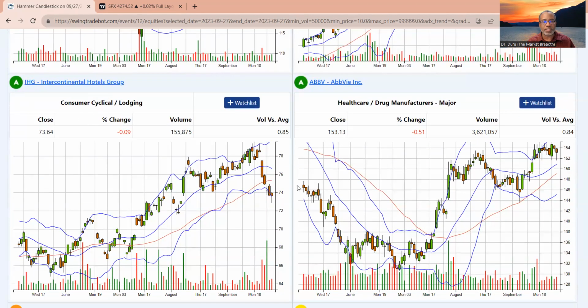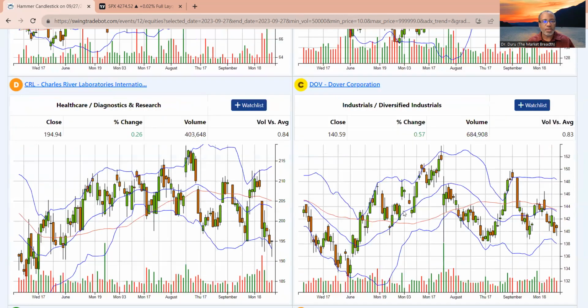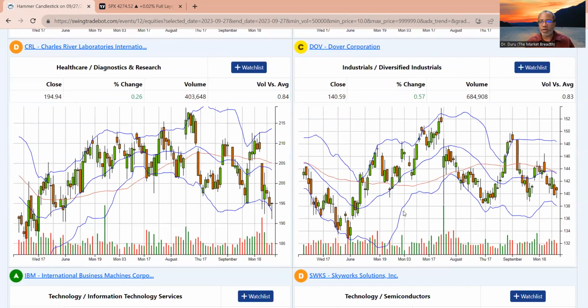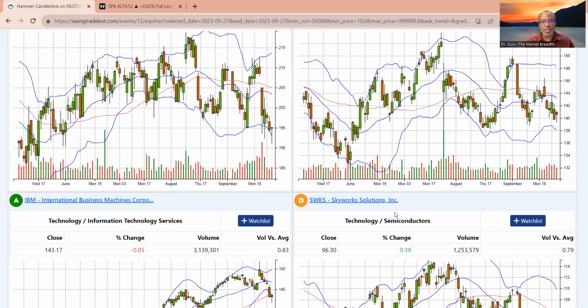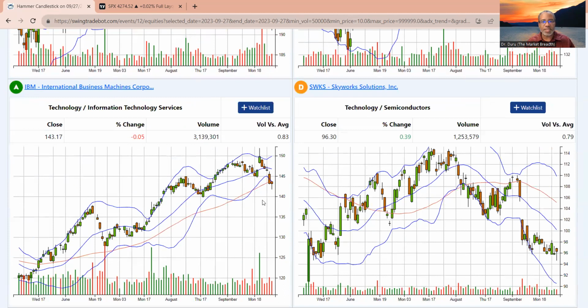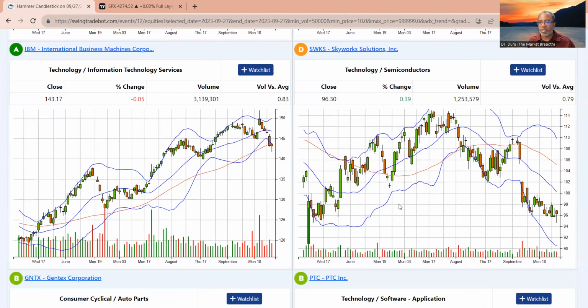IHG, consumer cyclical, so that's dangerous. No natural support here. ABBV, no. CRL, no. DOV, no. IBM, that's interesting because it's scraping right at the 50-day moving average, but I don't really like to mess around with IBM anyway. Too old school. I know it's been trending up really well recently and actually outperformed the market recently, but I just think this is a fake out. It'll go back to underperforming within a few months or so.